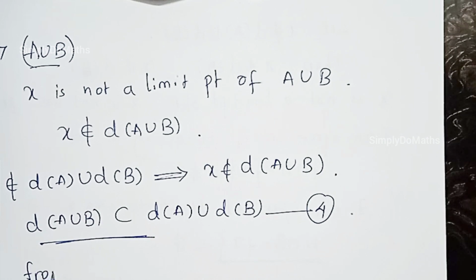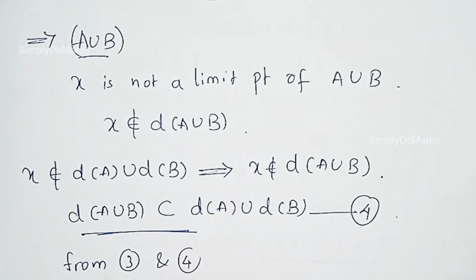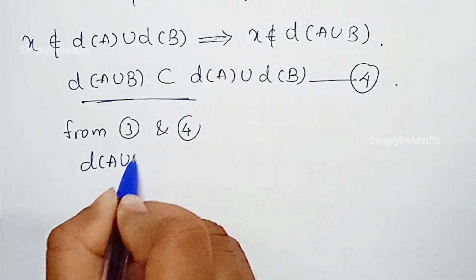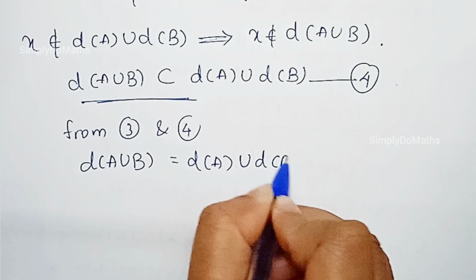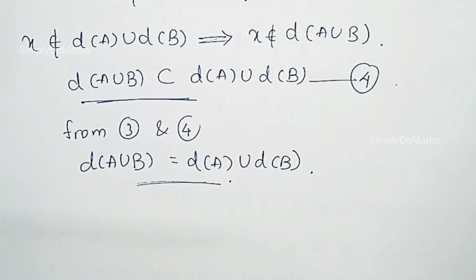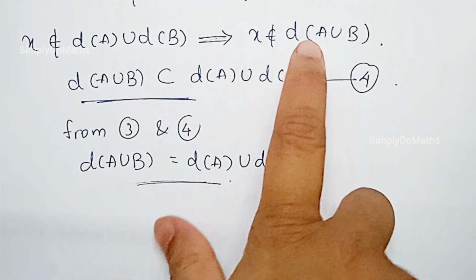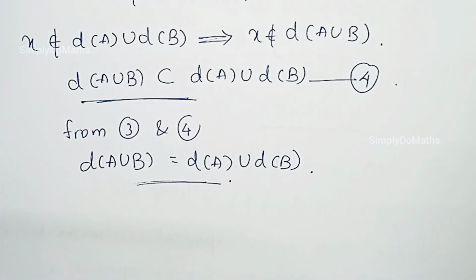Therefore, from equations 3 and 4, in case of 3 we have proved the reverse condition. So from 3 and 4 we can write the derived set of A union B equal to the derived set of A union the derived set of B. Like this we prove the result. In the reverse case, this will be the subset of this, that we need to remember.